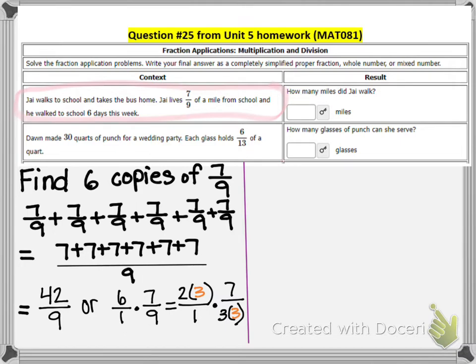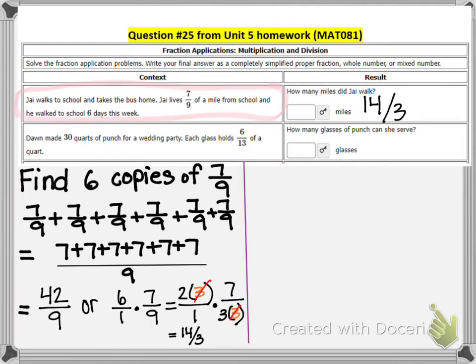So I notice that the numerator 6 and the denominator 9 share a common factor of 3, and then I can multiply the factors that are left over. So in the numerator, 2 times 7 is 14, and in the denominator, 1 times 3 is 3. So that original fraction, 42 over 9, simplifies to 14 over 3.